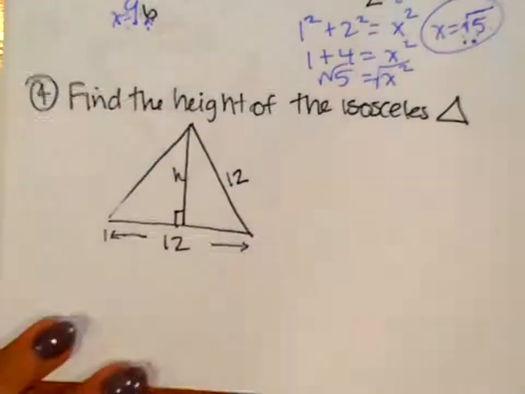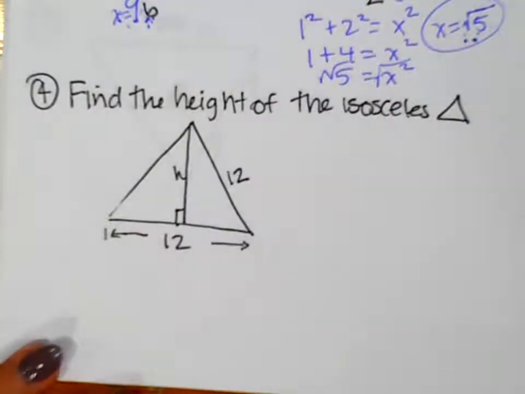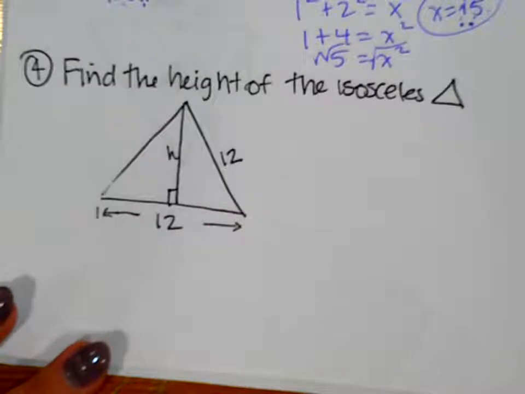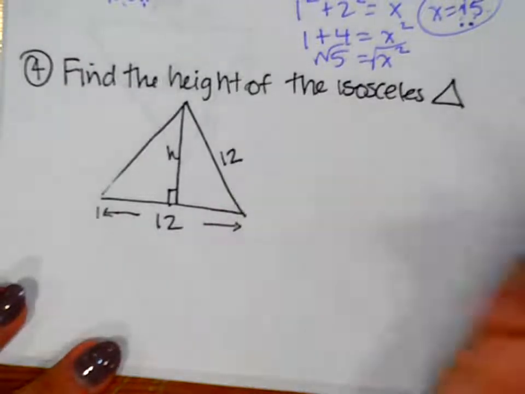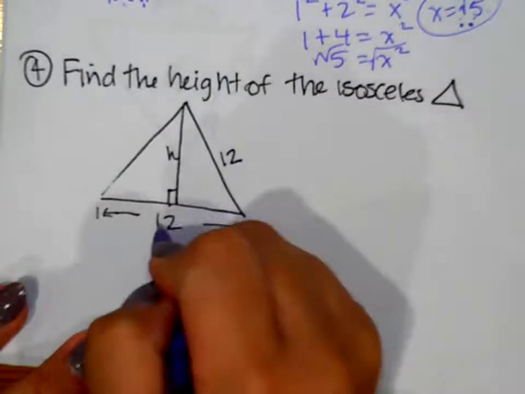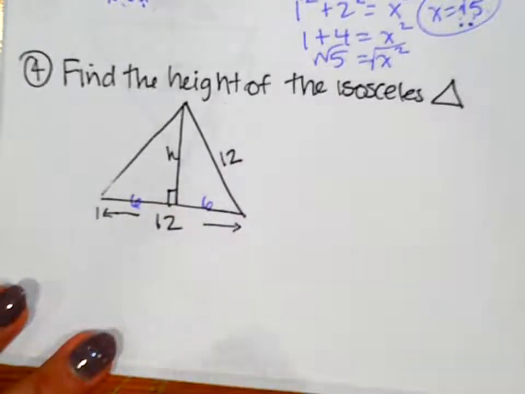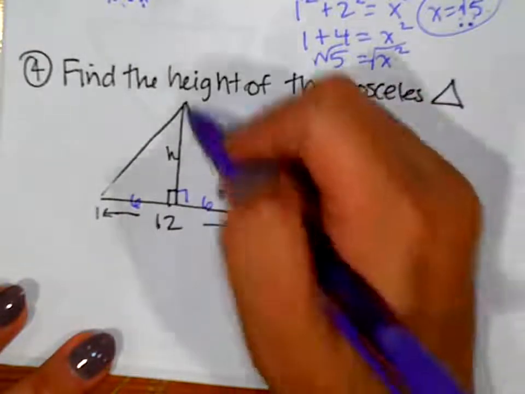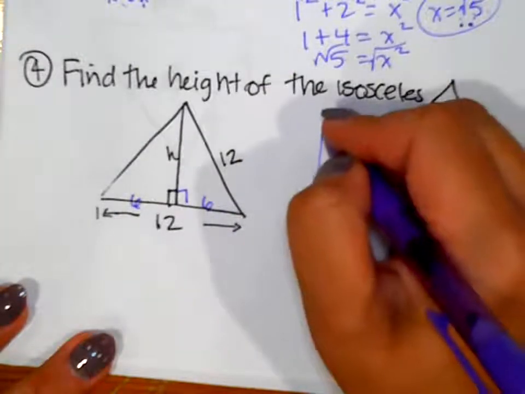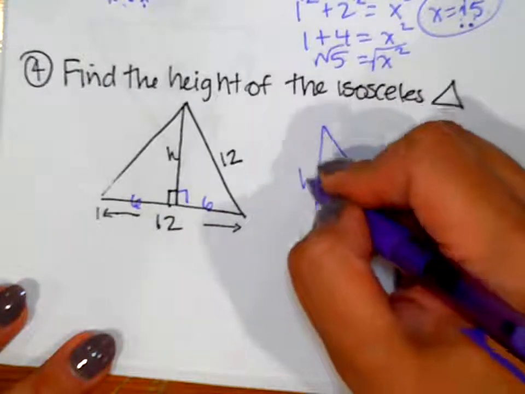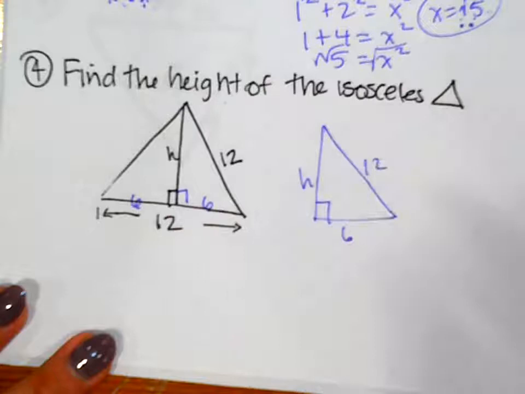Okay. Find the height of this triangle. It's actually equilateral. It's not even isosceles, but whatever. So for here, this is 6 and this is 6. You guys have right angles. Okay. Pythagorean theorem. You guys see right here? They want the height. They want this guy right here. This guy is 6 and this guy is 12.